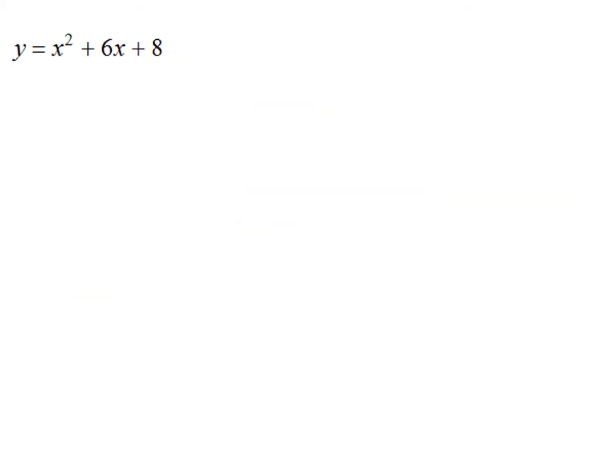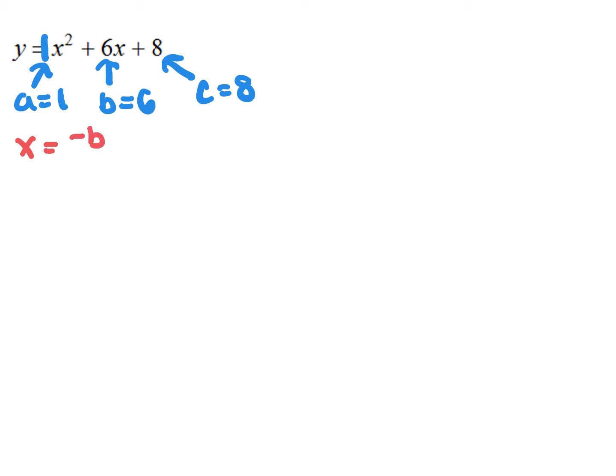For the next example, we again want to identify a, b, and c. So in front of x squared is really 1. So we could say a equals 1, b equals 6, and c equals 8. Now the x-coordinate is still x equals negative b over 2a.